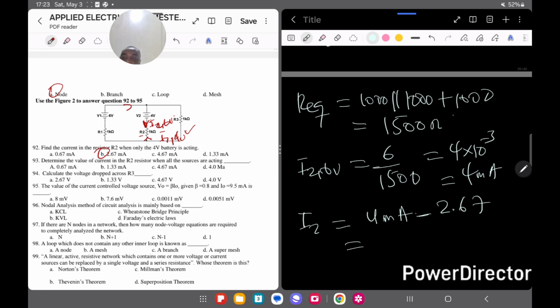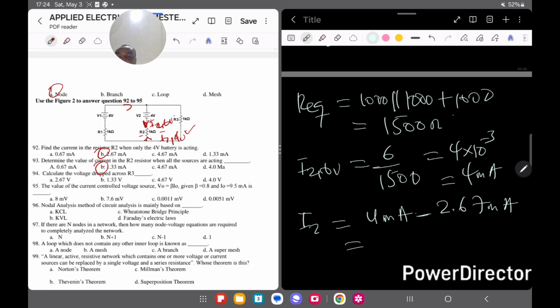So when you do this, you just take 4, this is also milliamps. So 4 minus 2.67, that will give me 1.33 milliamps. So the answer for this is going to be B. That's for question 93.